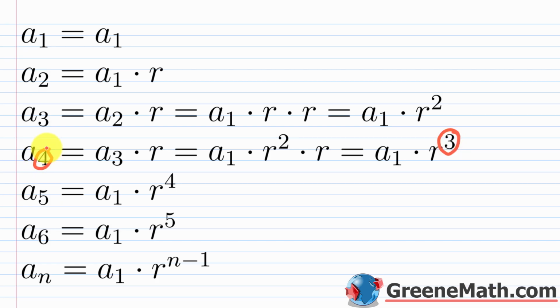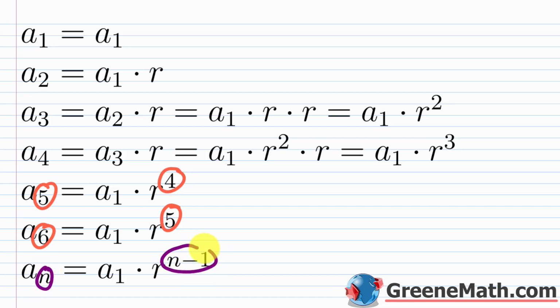This establishes a pattern to where when we continue down, you see a sub 5 equals a sub 1 times r to the 4th power. So this right here is 1 less than this right here. A sub 6 is equal to a sub 1 times r to the 5th power. This is 1 less than this right here. And then we can just say that a sub n is equal to your a sub 1 times r to the power of n minus 1. So if this right here is n, then this right here is 1 less, so it's just n minus 1.